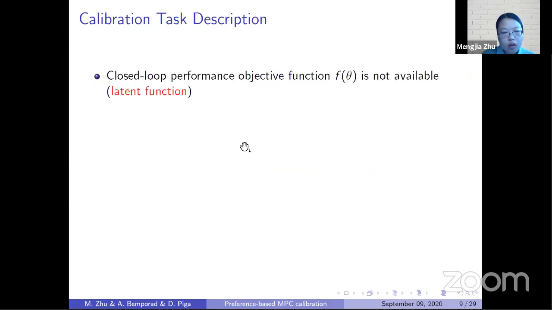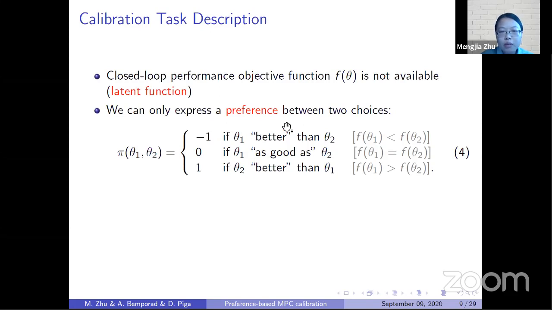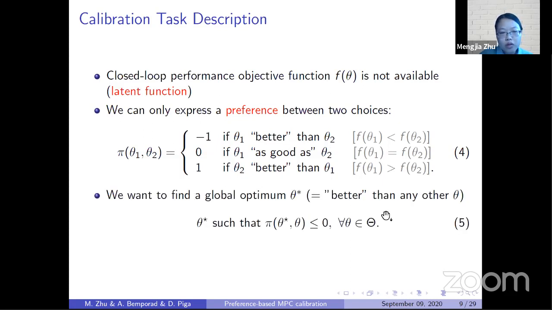In this calibration task, we assume that the closed-loop performance objective function, which is also known as the latent function, is not available. And we can only express a preference between two choices, theta1 and theta2, and the function π is used. Here, if theta1 is better than theta2, which also implies that the underlying f of theta1 is smaller than f of theta2, then we assign π as -1. And if theta1 is as good as theta2, we assign 0. And if theta2 is better than theta1, we assign 1. So our goal is to find a global optimum theta star that is better than any other theta. Mathematically speaking, we want to find a theta star such that π of theta star relative to any other tested theta is smaller than or equal to 0.